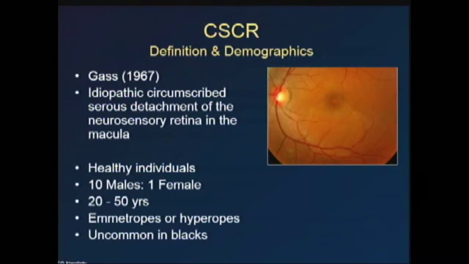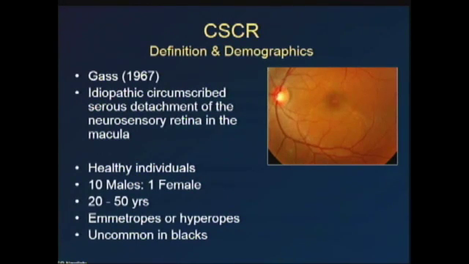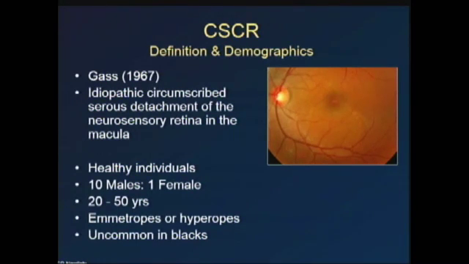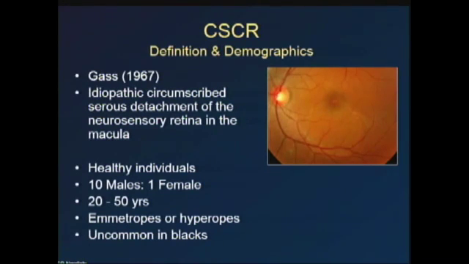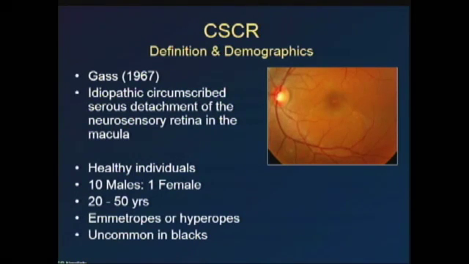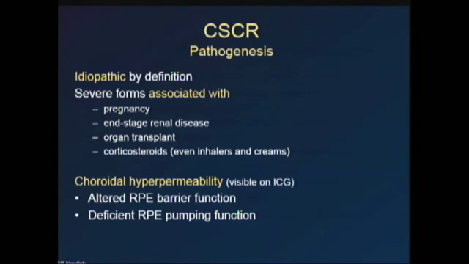Generally, this occurs in healthy individuals, most likely males and females, and the age range that this pathology occurs within is between 20 to 50 years. It often happens in people who are either emmetropes or hyperopes. Therefore, in people with thin cornea, such as myopes, this is much less likely, and it is uncommon in blacks.